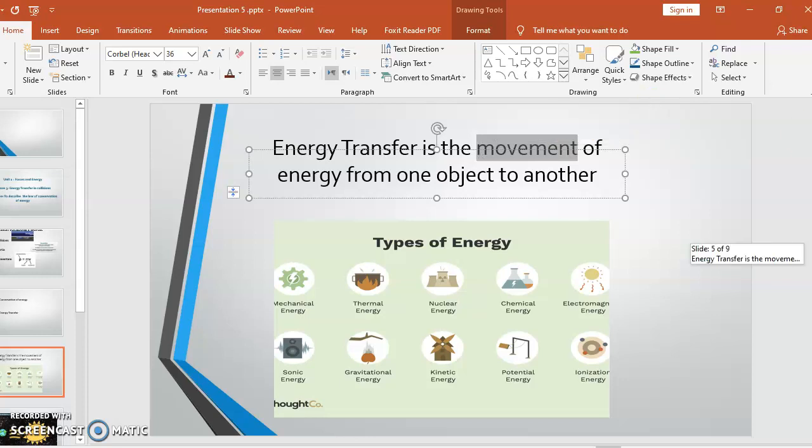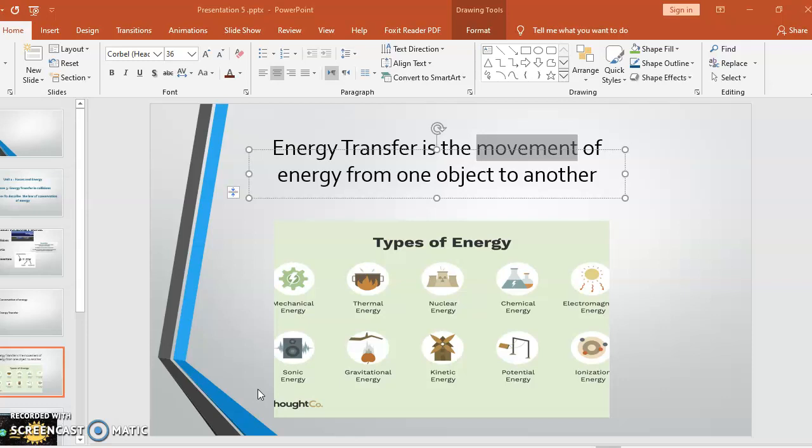In the last terms, we learned different types of energy, like mechanical, thermal, nuclear, chemical, electromagnetic, potential, kinetic, and many more examples. So energy can transfer from one place to another, like heat energy. If you hold a hot tea glass, the heat can move from the cup to your hand. Why? Because energy can transfer from one object to another.